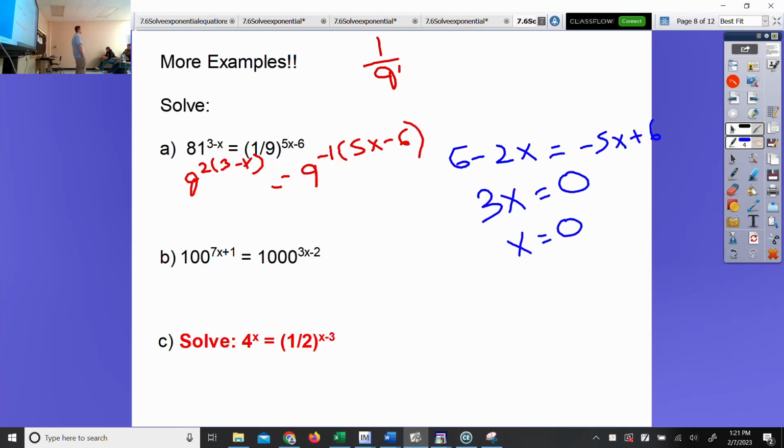You guys get to try C. Look how long it takes. Yeah, so I like it. Yes, you should.